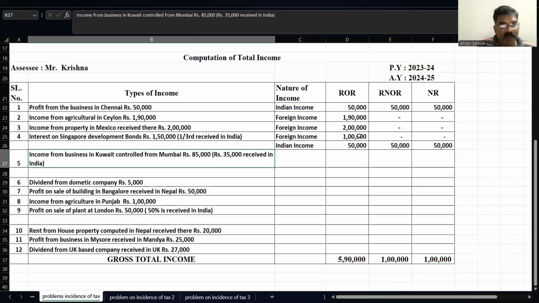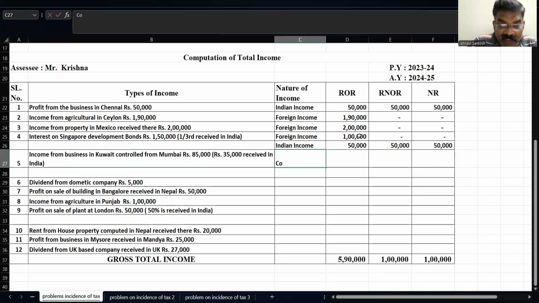Income from a business in Kuwait, controlled from Mumbai. Again, the business is running in Kuwait but controlled from Mumbai. The head office may be in Mumbai, and the payment may be made from Mumbai. So again, I will call it a controlled income. But one more thing: a certain portion of the amount is received in India, and I treat that as an Indian income. So controlled income is taxable in two cases: if he is a resident and ordinarily resident, or resident but not ordinarily resident.